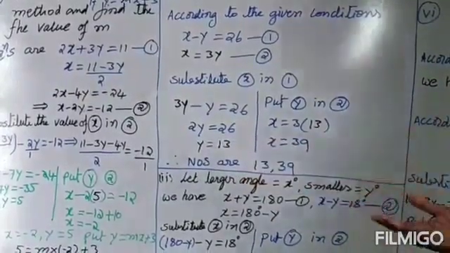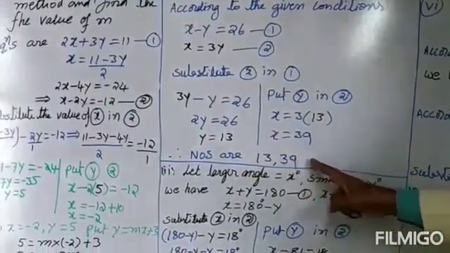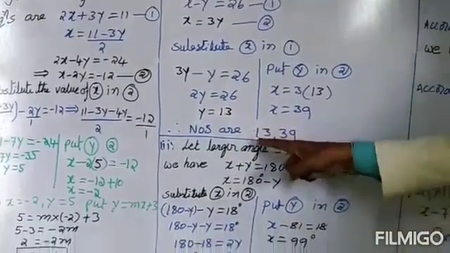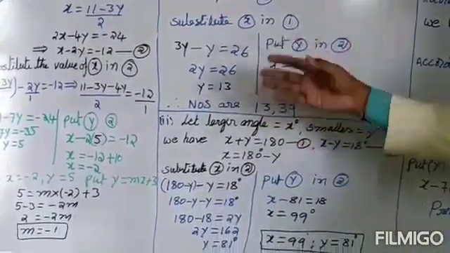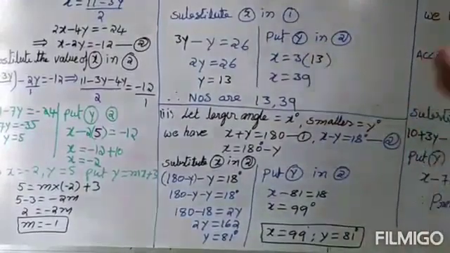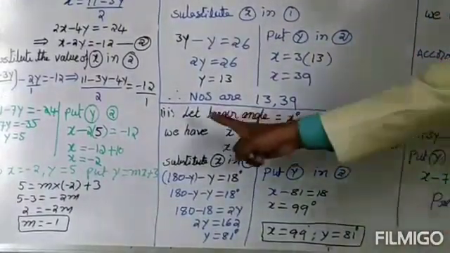So our numbers are 13 and 39. You can check also. 39 is 3 times 13. 3 13s are 39. So it is satisfied.